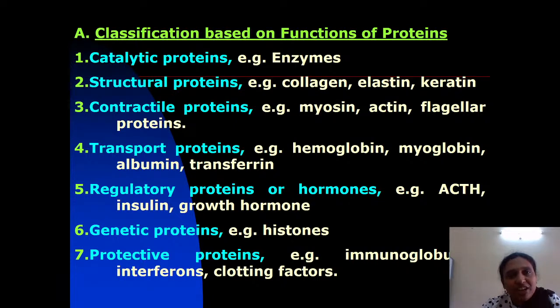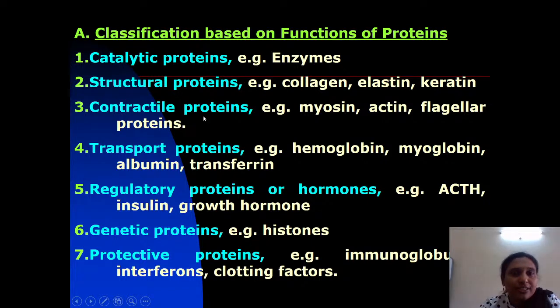Now coming to the classification of proteins based on the function of the protein. A few proteins have a catalytic function, which means they catalyze biochemical reactions. Those proteins you can call enzymes. Okay, proteins which have a catalytic function, examples are enzymes. And structural proteins: a few proteins are components of structure, that is collagen, elastin and keratin. These are the structural proteins.